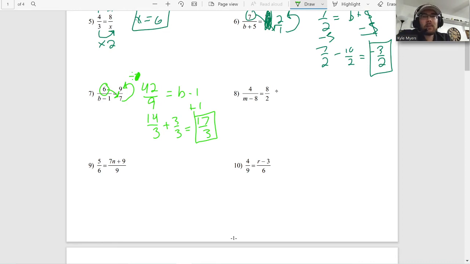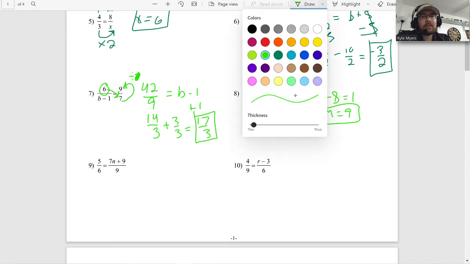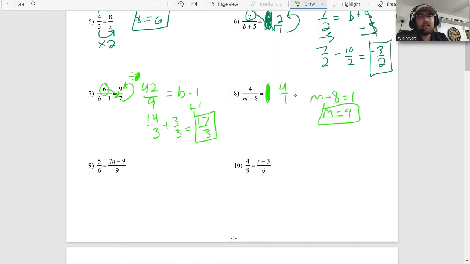Oh, hey, this one we can do that little trick. So this is actually 8 halves, by the way, which is just 4, or 4 over 1. So if these are both 4s for numerators, that means m minus 8 is equal to 1. Little trick there: if the numerators are the same, or if the denominators are the same, then the other thing has to be the same too, because they have to be the same fraction. Then we would add 8 to both sides, and we get 9. Ah, that was nice. All right, on to the next.